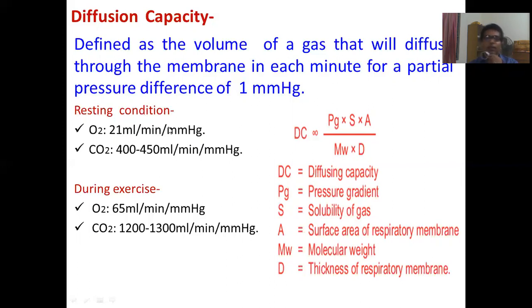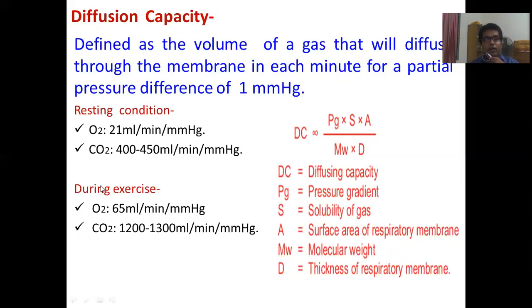Similarly, the diffusion capacity of carbon dioxide is 400 to 450 ml per minute per millimeter of mercury. So that means when the partial pressure difference of carbon dioxide across the membrane is 1 millimeter of mercury, that will allow diffusion of about 400 ml of carbon dioxide in 1 minute in the resting condition. That means it is 20 times higher than the diffusion capacity of oxygen.